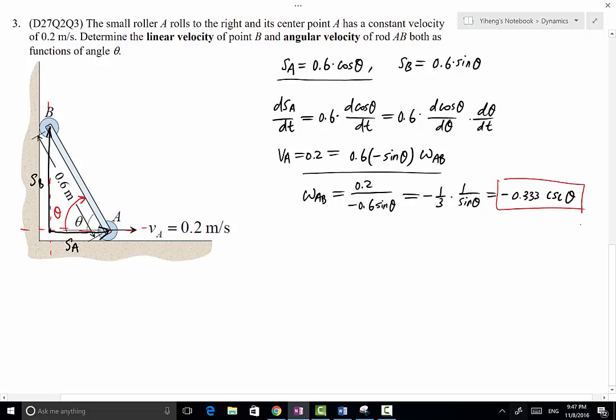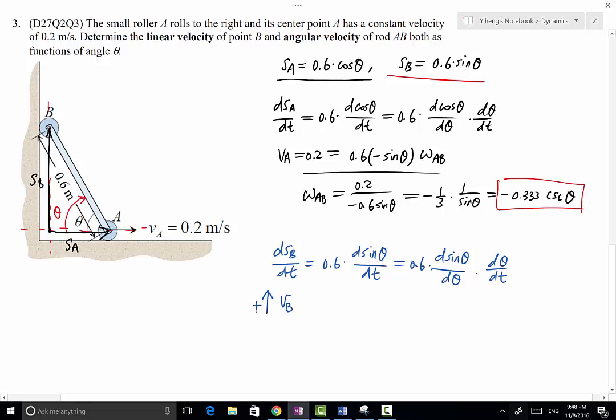And then we move on to find VB. From here, SB equals 0.6 times sine theta, taking the time derivative of both sides again. So we will have dSB dt. No need to use red, use blue. dSB dt equals 0.6 times d sine theta dt. And following the same procedure, using the chain rule again, d theta dt. So the left-hand side is VB.